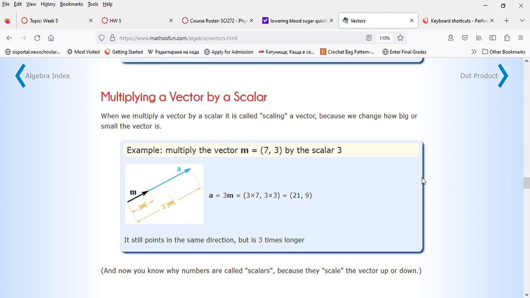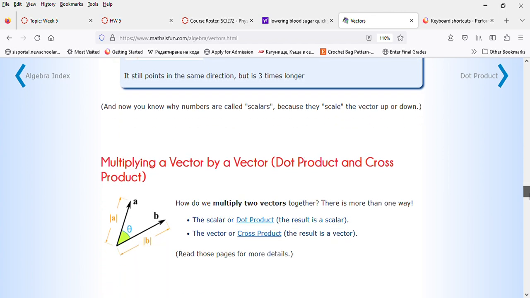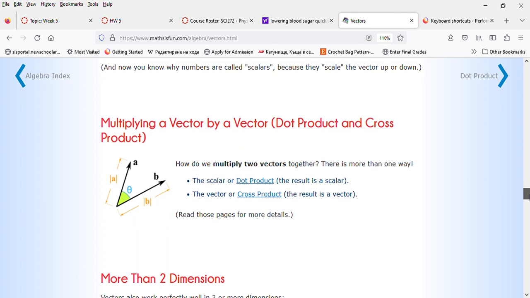Now, there are several ways you can multiply vectors. That's a little bit more difficult concept. Now, if you're just multiplying by a positive number, the vector is going to get that much bigger. Now, if you're multiplying by a negative number, you're also changing direction in this case. Now, when you're multiplying a vector by a vector.